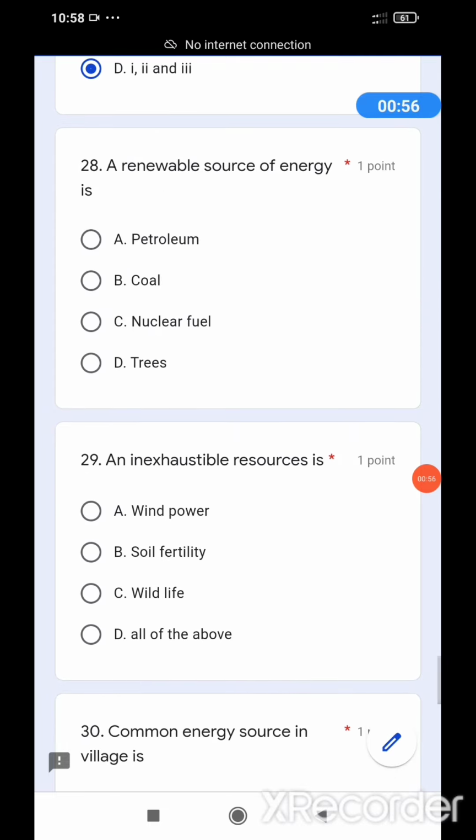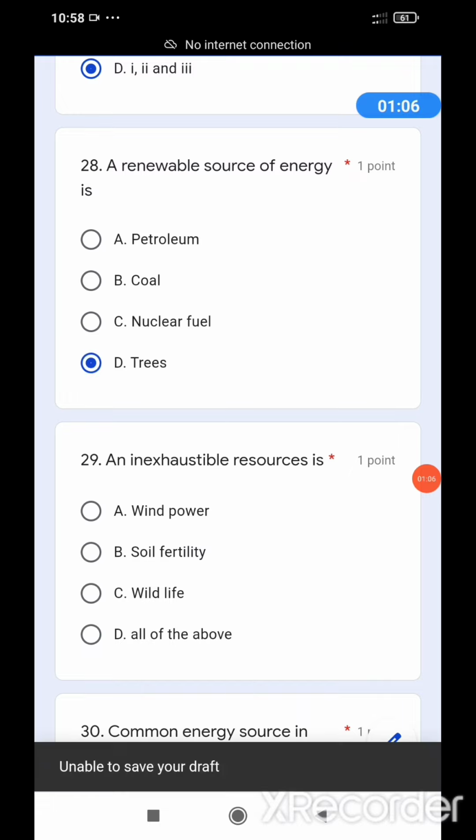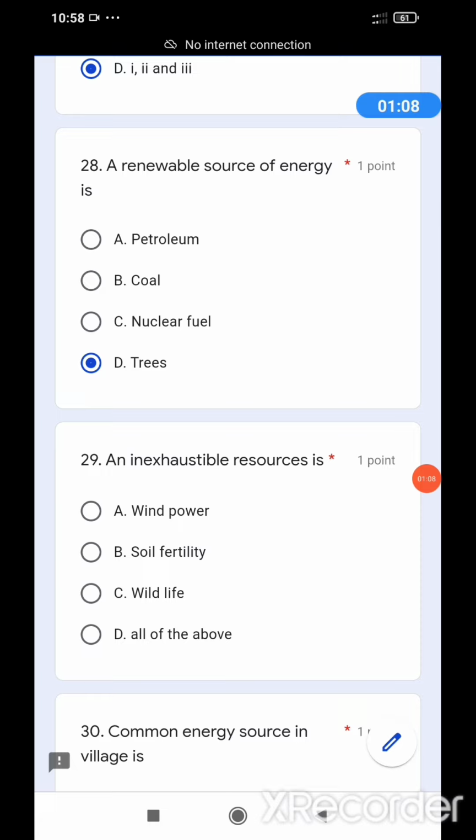28. A renewable source of energy is trees. 29. An inexhaustible resource is wind power.